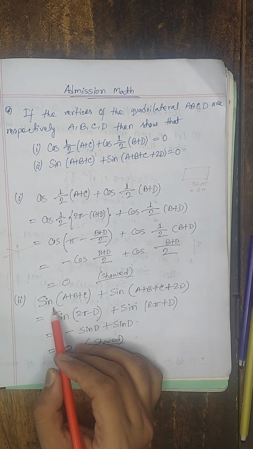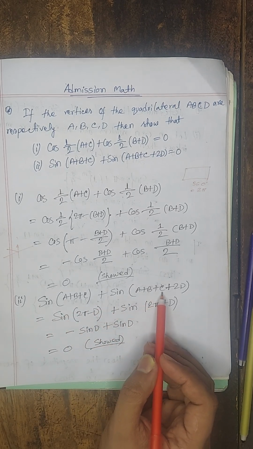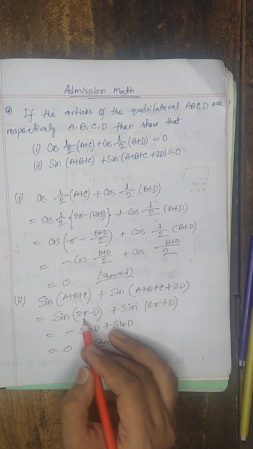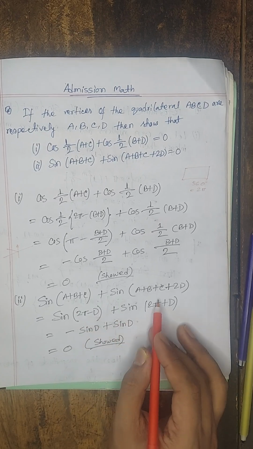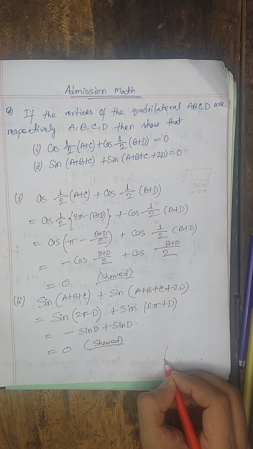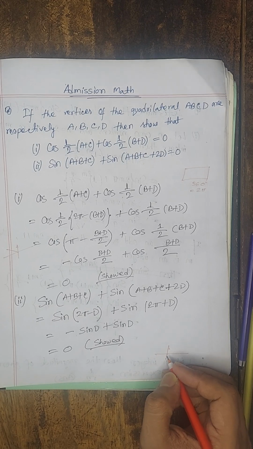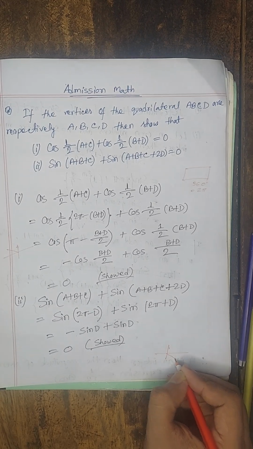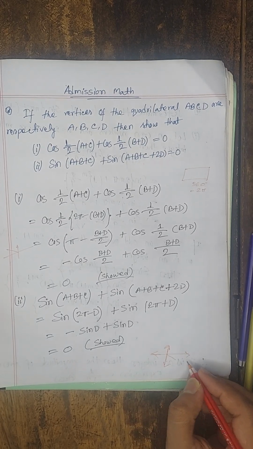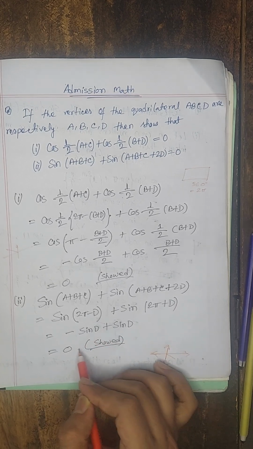Problem 2, where we get sin (A plus B plus C) plus sin (A plus B plus C plus twice D). We can write A plus B plus C as 2 pi minus D, plus sin (2 pi plus D). Here it becomes minus sin D, because this angle comes to the fourth quadrant, right? In the fourth quadrant sine is negative, that's why it becomes negative. Minus sin D plus sin D is equal to 0.